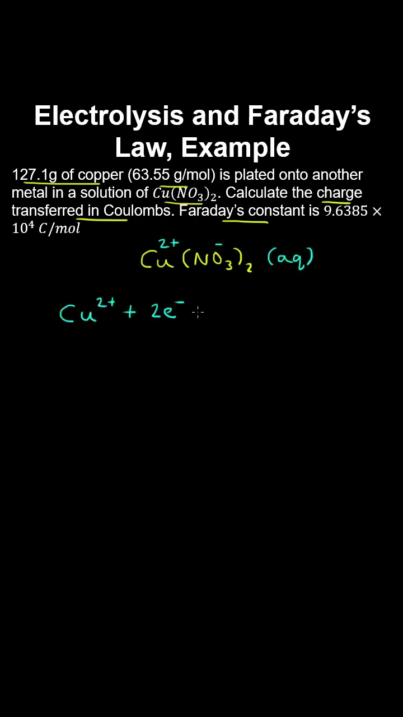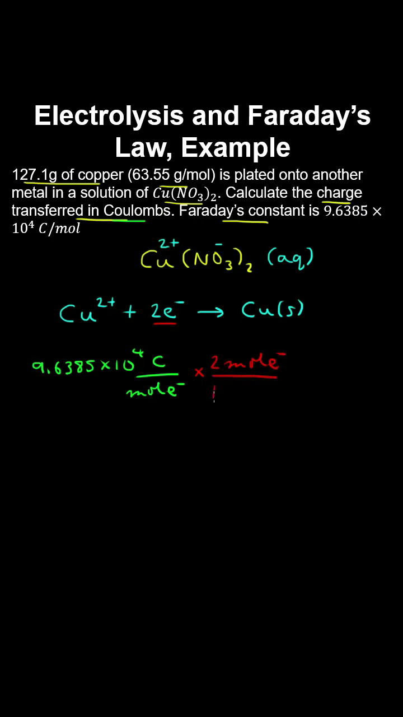127.1 grams of copper is plated onto another metal in a solution of copper 2 nitrate. Calculate the charge transferred in coulombs, and we're given Faraday's constant. So therefore copper has a charge of plus 2, and nitrate minus 1 in an aqueous solution. So we have copper being reduced by 2 transferred electrons to form copper solid. So we're asked for a charge in coulombs, so we'll start with Faraday's constant, which is in coulombs per mole of electrons transferred, and here we have 2 moles of electrons transferred per mole of copper solid that's formed.